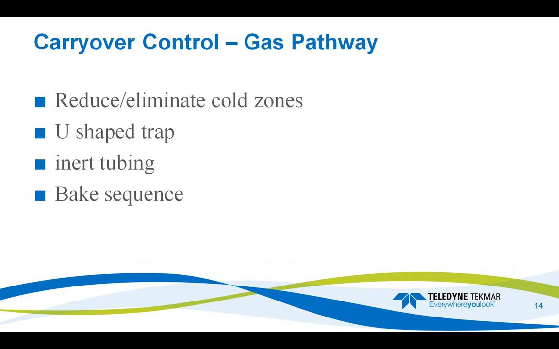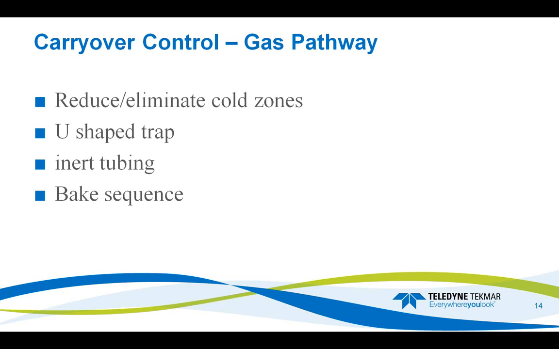Okay, so what about carryover control on our gas side of things? First and most important thing we can do is eliminate or reduce our cold zones. So that includes making sure that the connection between the inlet and the transfer line stays nice and warm. Make sure that our trap stays nice and warm when it needs to be. Making sure that all the associated plumbing between the purge and the desorb stays nice and hot so things don't get held up. To this end, we use a U-shaped trap.